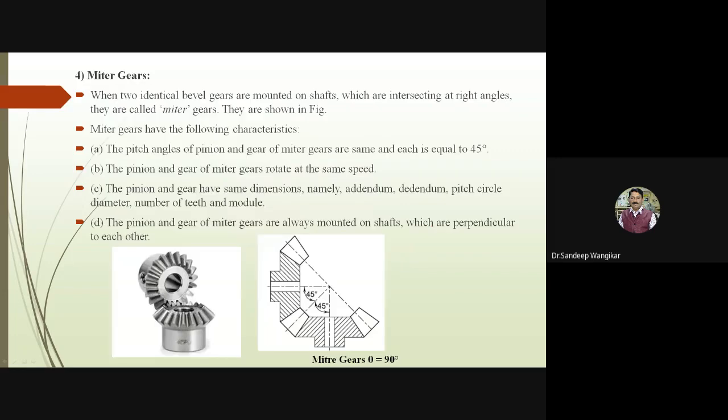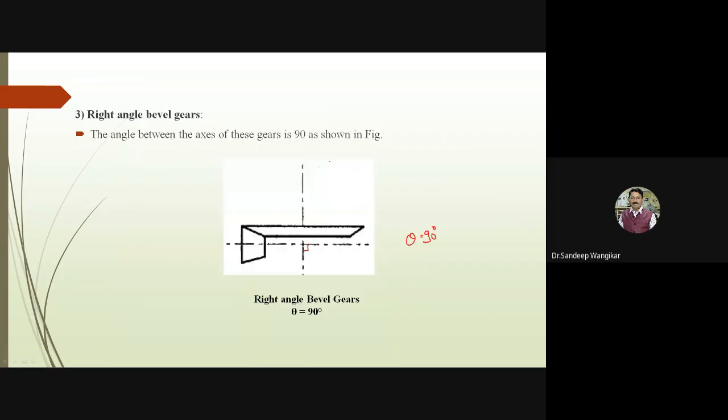Miter gears. When two identical bevel gears are mounted on shafts which are intersecting at right angles, they are called miter gears. Now you will say, sir, we have just discussed the last cases also at right angles. These are not two identical gears. If you say pinion and gear, see the size of the pinion, see the size of the gear.